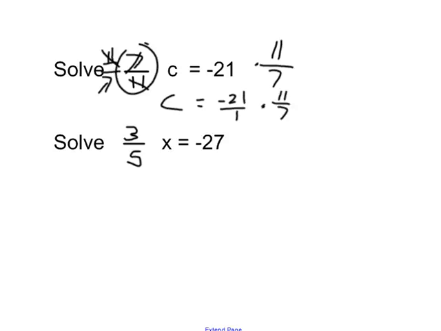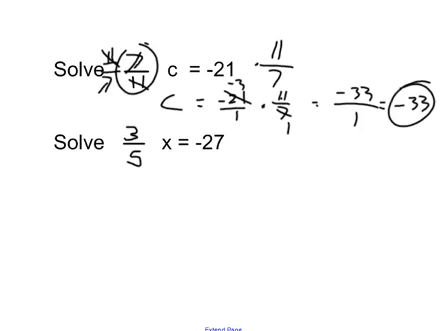I can do a little bit of reducing here. I can put 7 into here and get 1, and I can go 7 into there and get negative 3. So I've got negative 3 times 11 is a negative 33 over 1 times 1, which is just 1. So my answer is simply negative 33.